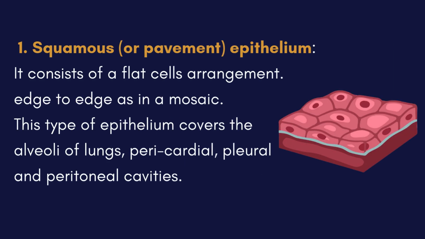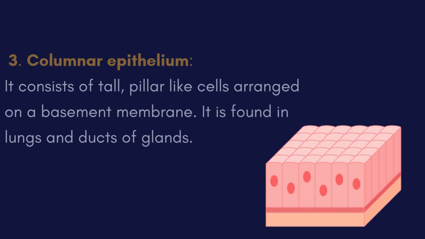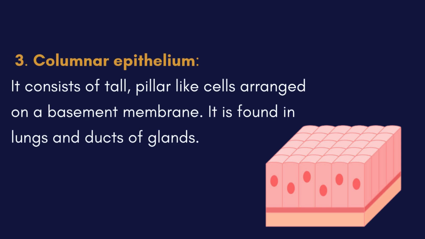Squamous, or pavement, epithelium. It consists of flat cells arranged edge to edge as in a mosaic. This type of epithelium covers the alveoli of lungs, pericardial, pleural, and peritoneal cavities. Cuboidal epithelium. Here, the cells are cubical. They are arranged over a basement membrane. Columnar epithelium. It consists of tall, pillar-like cells arranged on a basement membrane. It is found in lungs and ducts of glands.